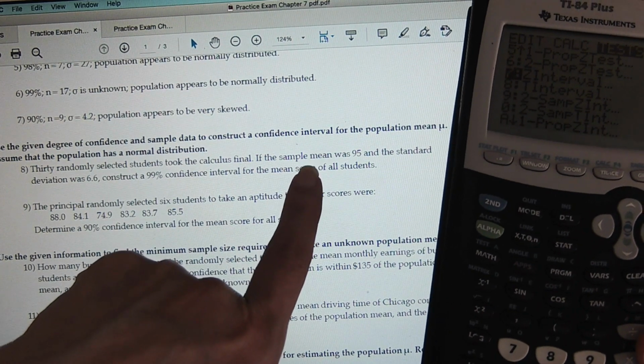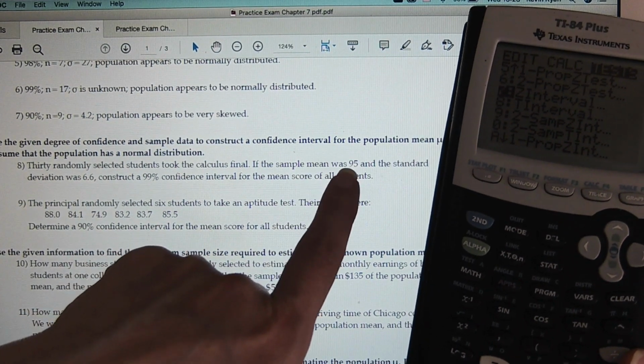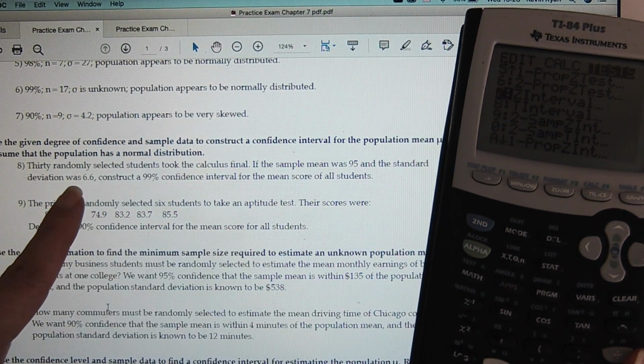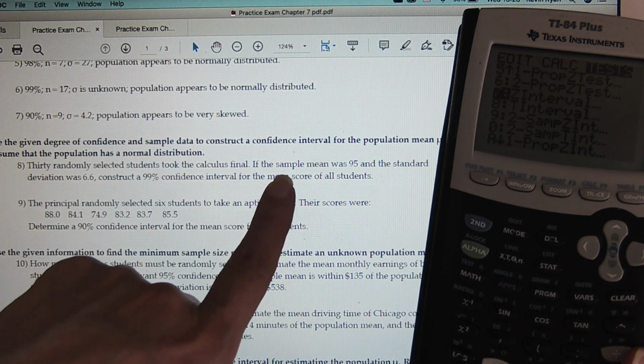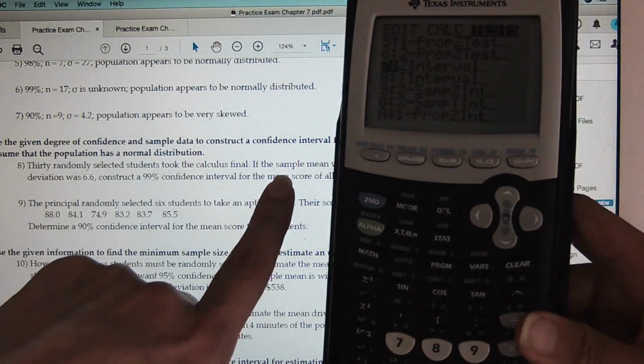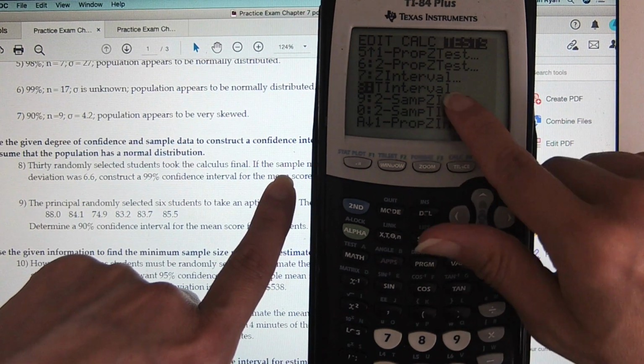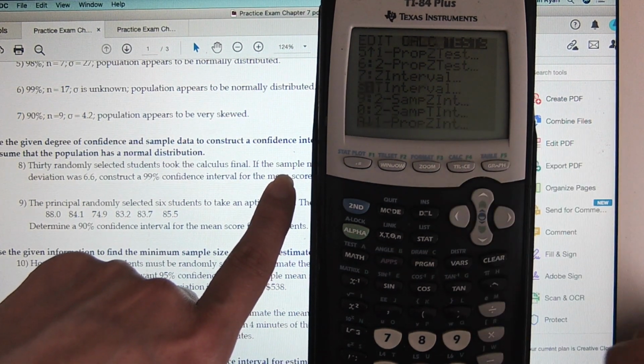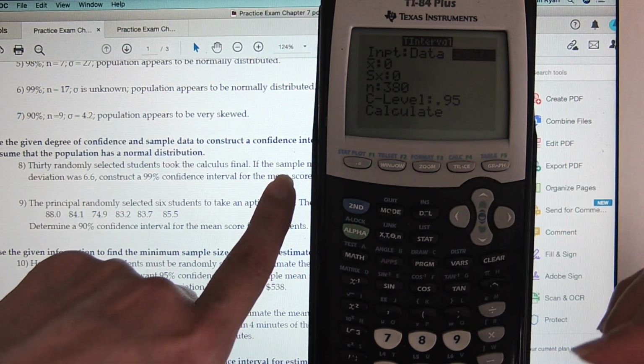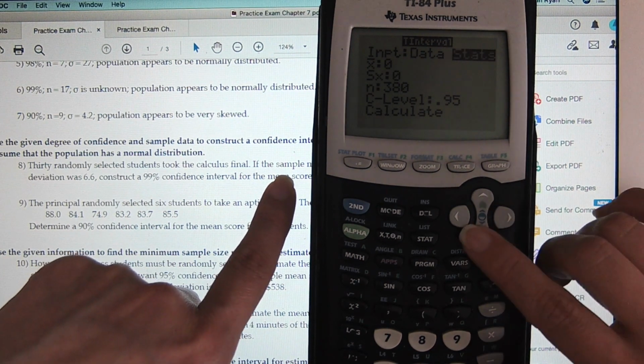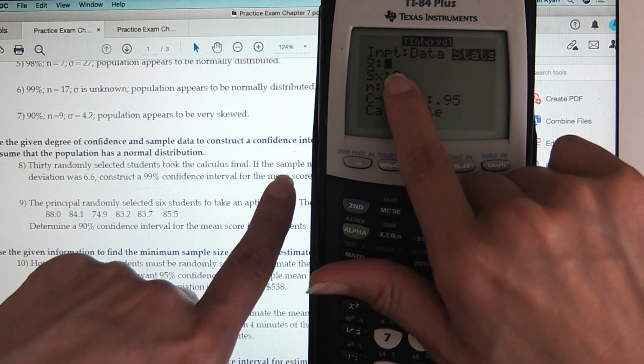95%, the sample mean, this is a sample, no? Sample mean is 95. Standard deviation 6.6. But it's based on the sample. It's not the population's. So I have to choose T. Okay, this question has to be T, no?